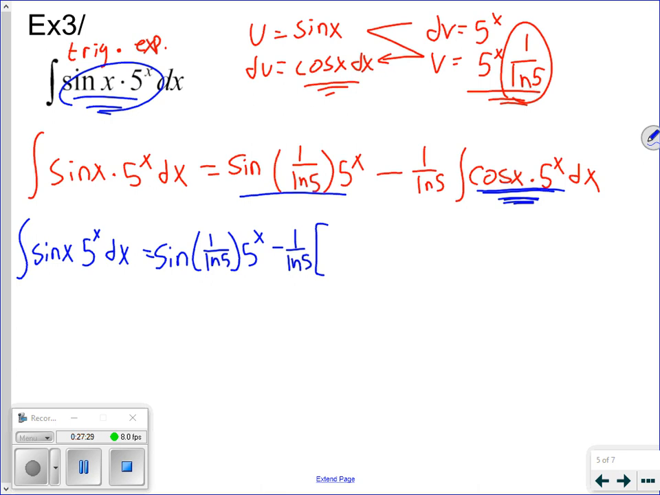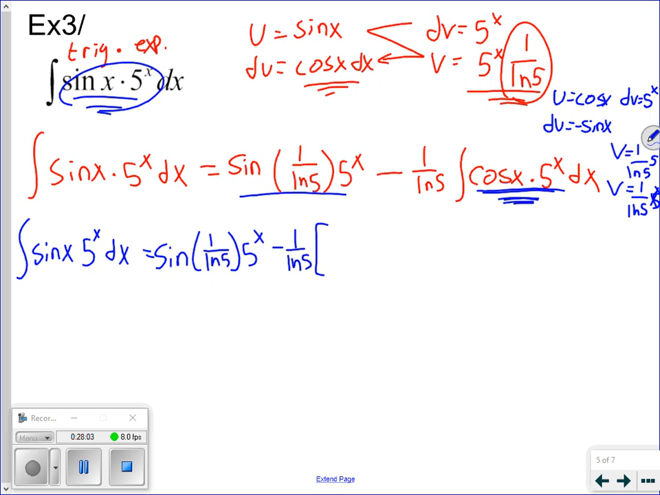Squeeze it in above it here, just for sake of space. I'll say that u is cosine of x, du is negative sine of x, dv is 5 to the x, and I'm going to squeeze v right here. V is equal to 1 over ln of 5 to the x. Oh my goodness gracious, 5 to the x dx, or just 5 to the x, sorry.